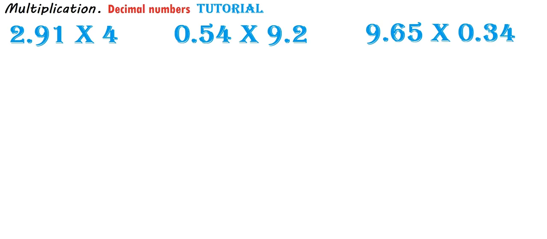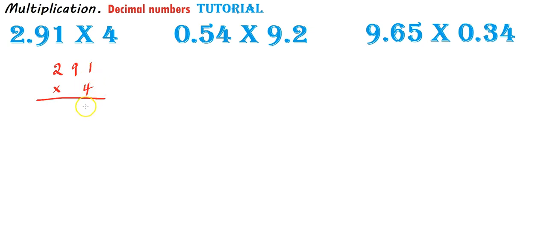So we're going to multiply these decimal numbers. The best way to do this is to just ignore all the decimal points and all the decimal places until the very end. So basically we're going to rename these questions and reformat it so we can actually solve it. So instead of 2.91, let's just write 291, and we're going to multiply by 4.